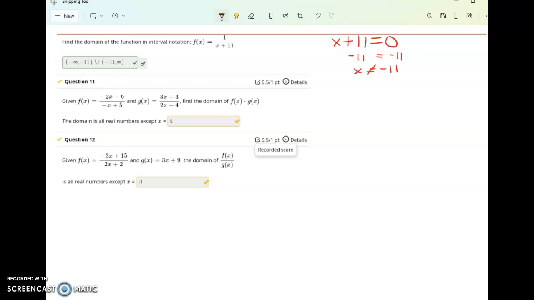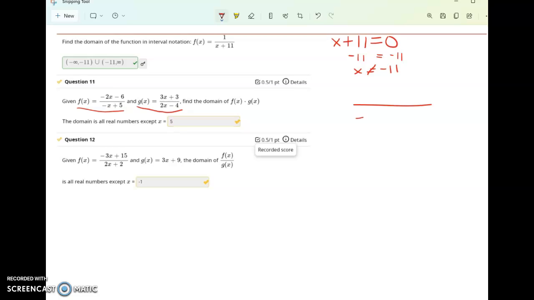Okay, let's look at this next one, question 11. So we need to find the domain of f of x times g of x. We're given this f of x function and we're given this g of x function. So for the domain of f of x times g of x, I know I'm going to be multiplying these two problems together. So basically the denominators are going to stay in the denominators as I multiply, right?